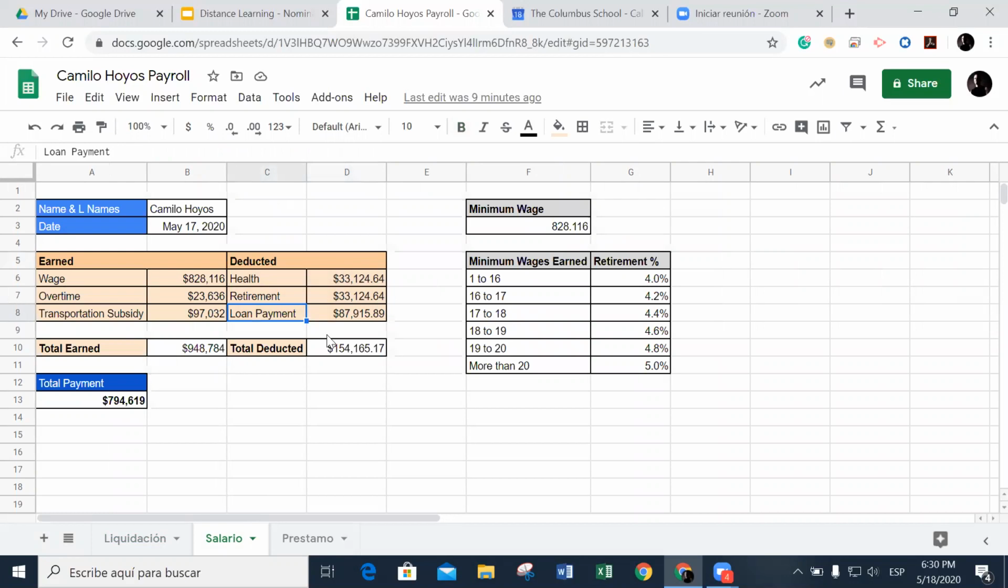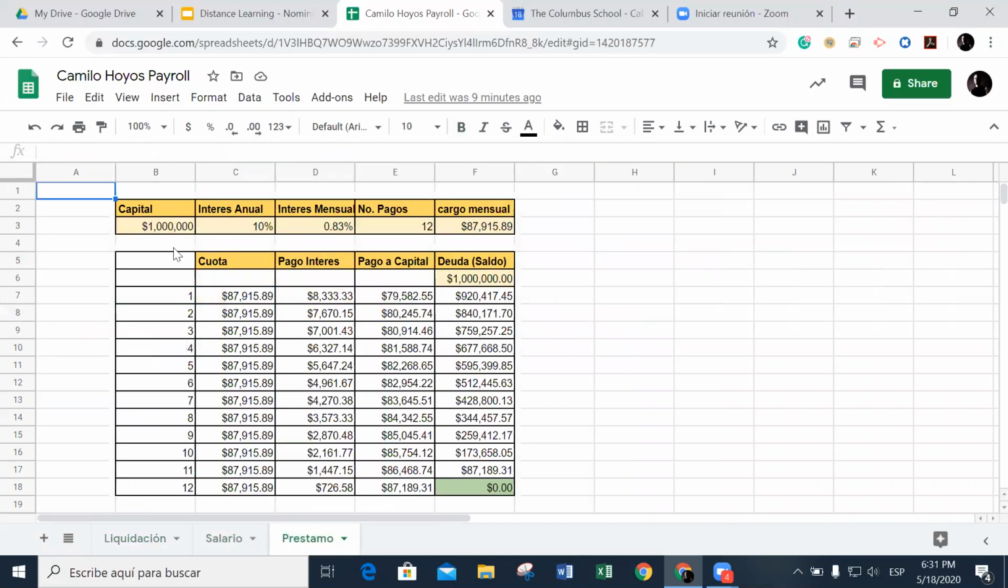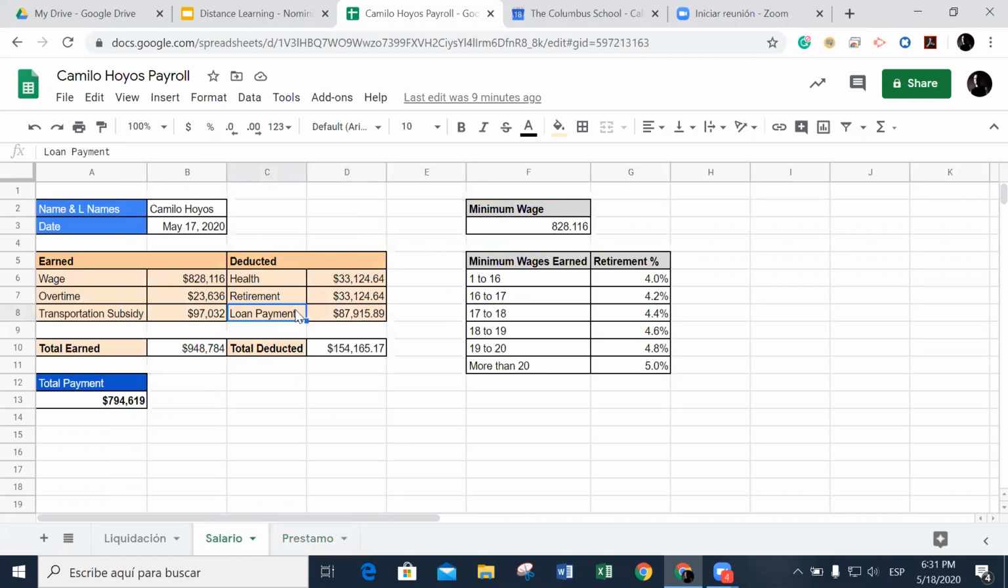Now, finally, I added here the loan payment. Why? Because this worker came to me asking me for money. They wanted a loan. And I said, yeah, no problem. I'll give you 1 million pesos, which is right here in Prestamo, 1 million pesos. And I gave him an annual interest rate, and also a monthly interest rate, all of these things that we're going to discuss later. So right here is the loan payment. It has to be deducted from their paycheck. Okay, so let's go to what they earned first.